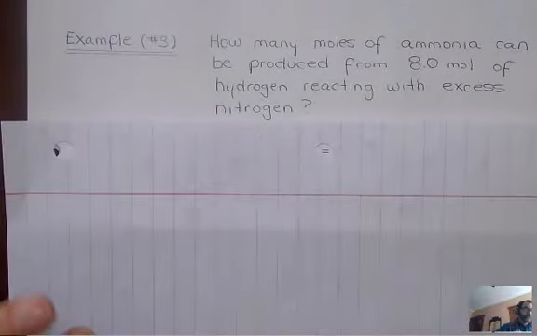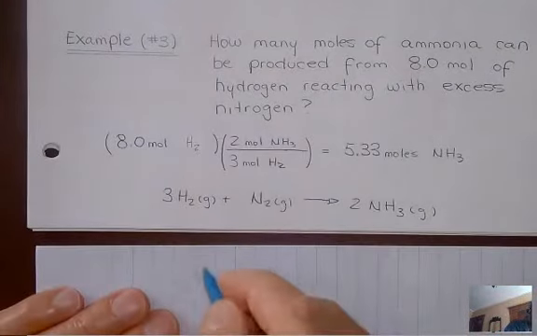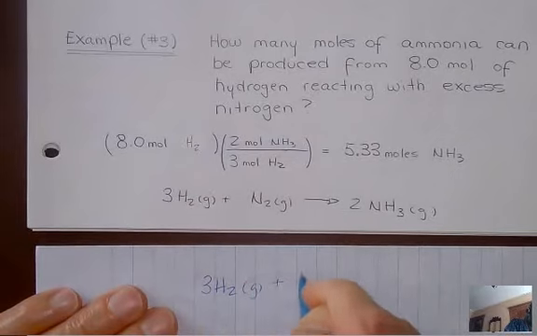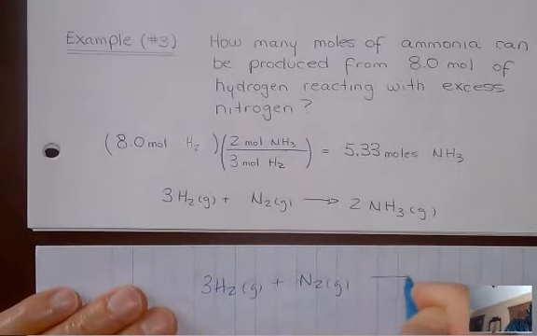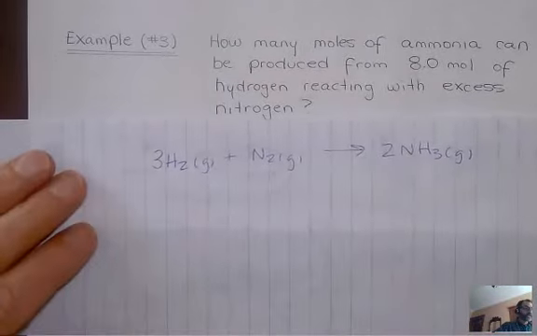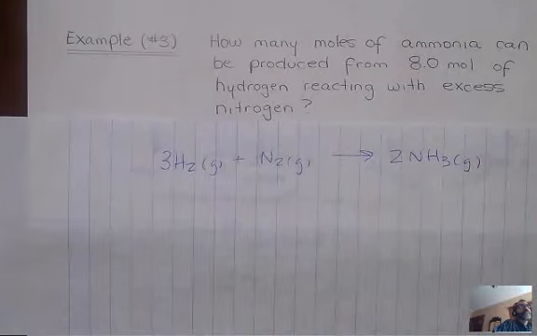Okay. So I'll do that right here. I'll rewrite it so you have it nice and big. Hydrogen gas plus nitrogen gas makes ammonia. Okay. And it's already balanced for you. You're going to have to trust me on that. You could check yourself, but you don't have to. How many moles of ammonia can be produced from 8 moles of hydrogen reacting with excess nitrogen?